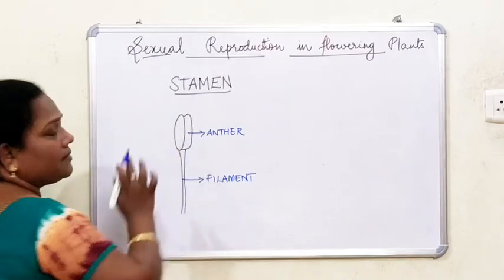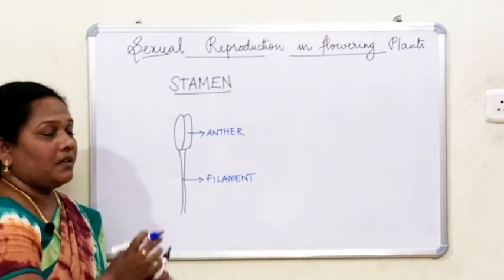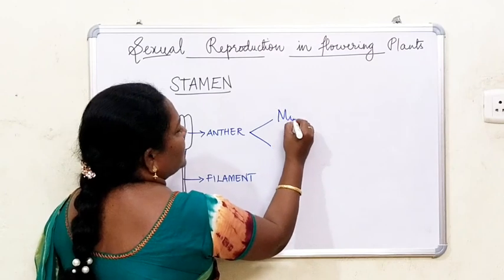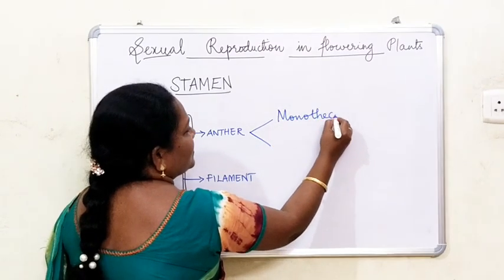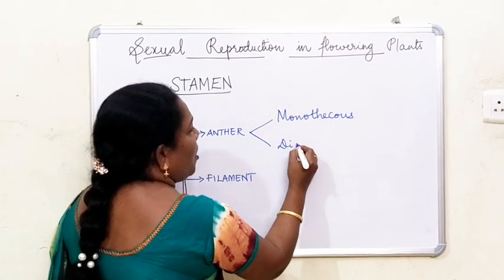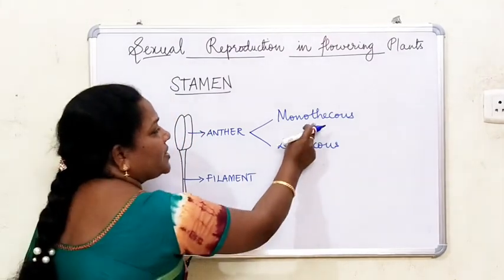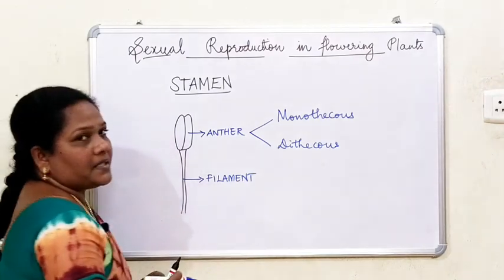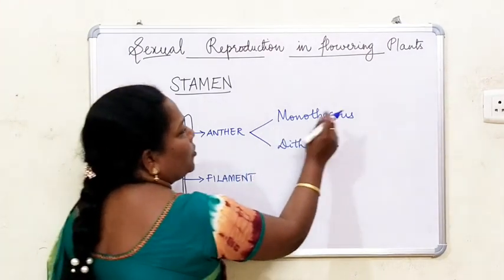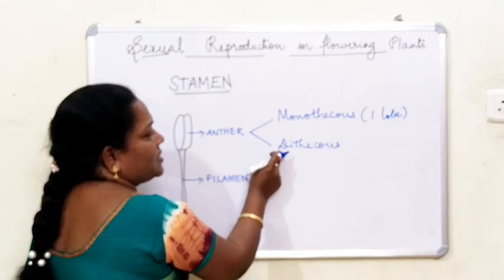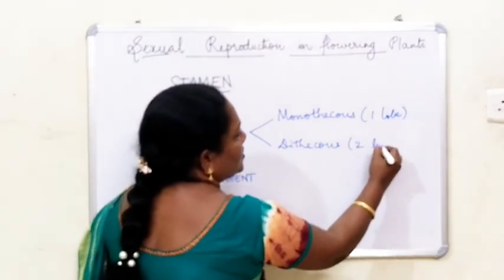When you look at the structure of the anther, it is monothecous or dithecous. Here theca represents a lobe. If it is monothecous, it has only one lobe. If it is dithecous, di means two lobes.